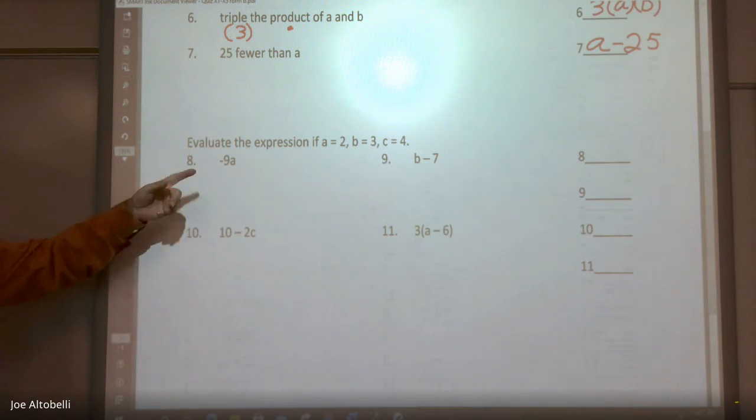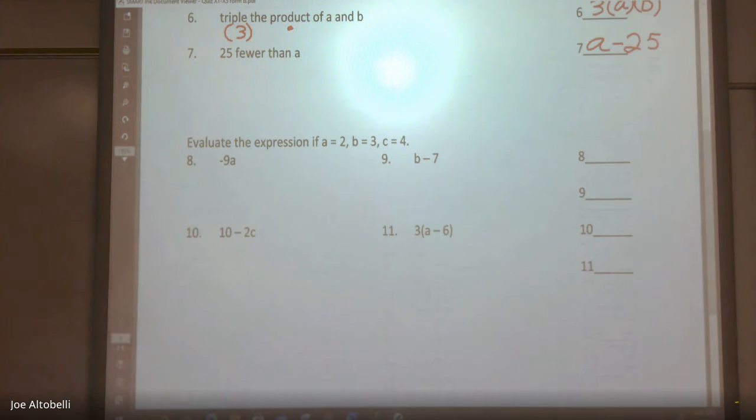All right, and then 8, 9, 10, and 11 are just like X6 and X5. So go ahead and do those 4. I'll give you a minute. Work through those 4, and then I will do them.